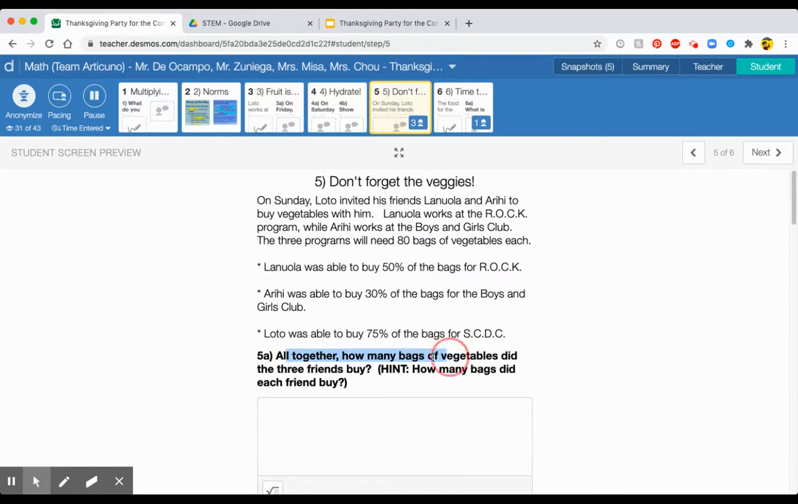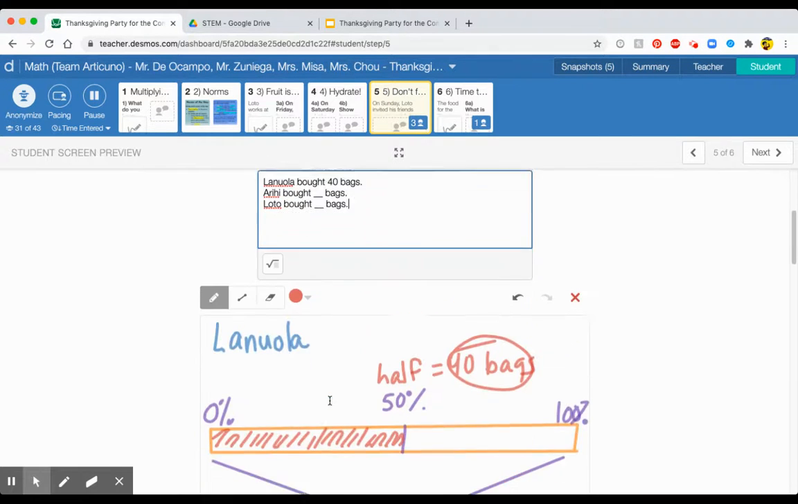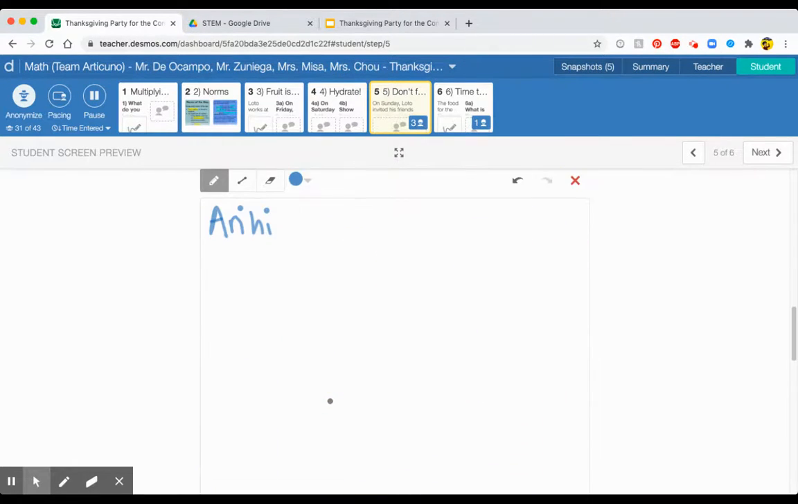Altogether, how many bags did the three friends buy? Wait a minute. So we know Lanoola bought 40 bags. Now we need to figure out altogether. So that means we have to figure out how many bags Arihi bought, and we have to figure out how many bags Lota bought. All right, so it looks like we have more work to do. So now we got to go to Arihi over here, and we have to do the same thing.